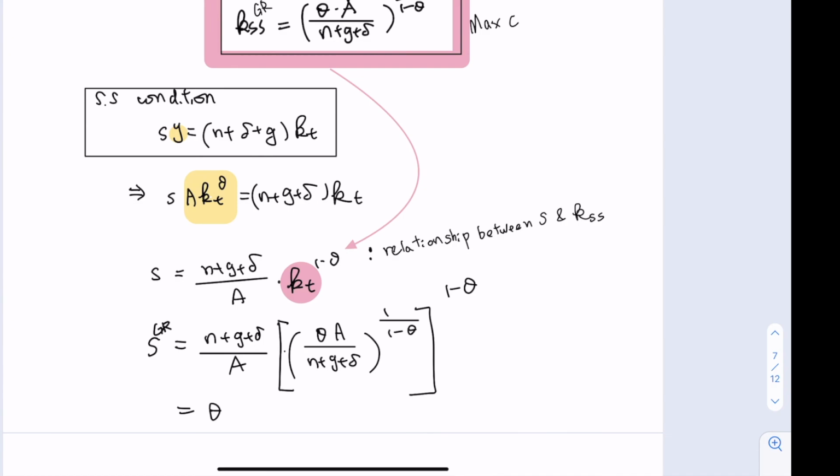So here we finish the discussion related to how to come up with the capital stock in the steady state and the golden rule saving rate under the new version of the model. The logic is exactly the same as what we had before.